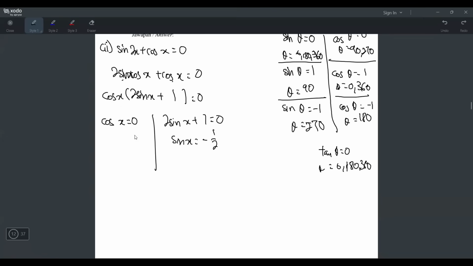Cos 0. Special case, right? And if it's a special case, you cannot use a calculator, you have to straight away know the answer. So cos 0, the answer is 90 and 270. I already wrote it here.